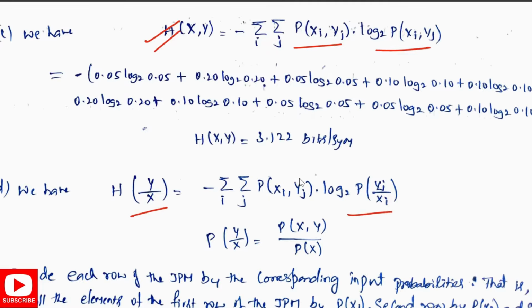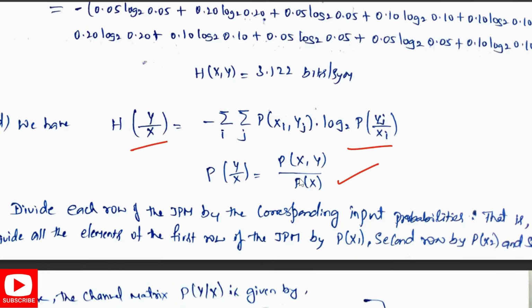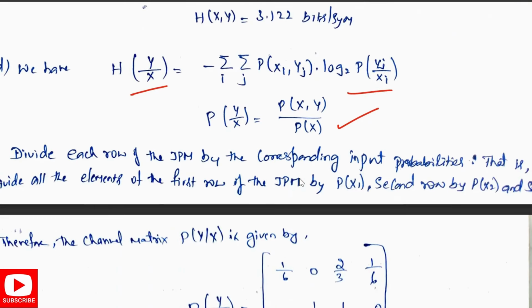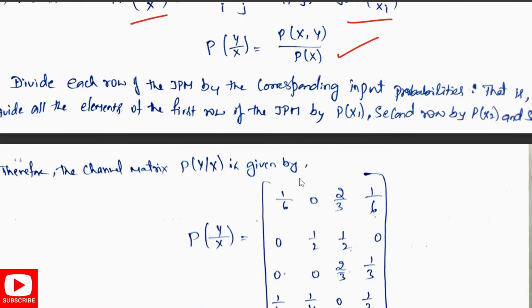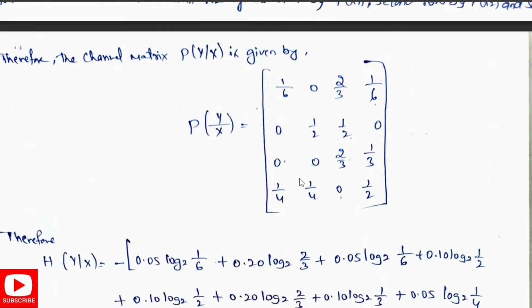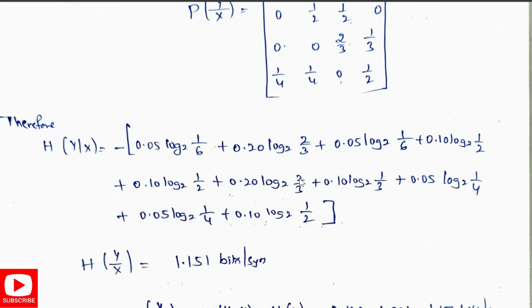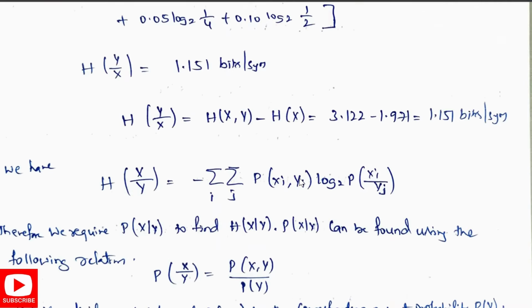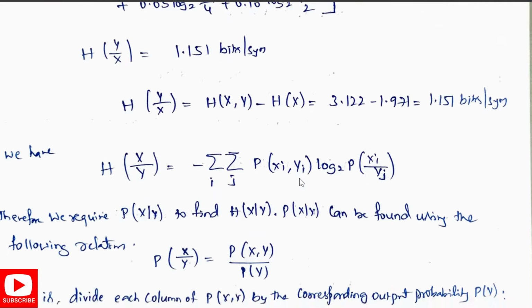Using this formula, you need to find it, where p of x comma y is equal to p of x times p of y given x. Divide each row of the joint probability matrix by the input probabilities, that is, divide all the elements of the first row by p of x1 and the second row by p of x2. So you get the channel matrix y by x like this. Then find the entropy of that. Finally you reverse it to get h of x by y.